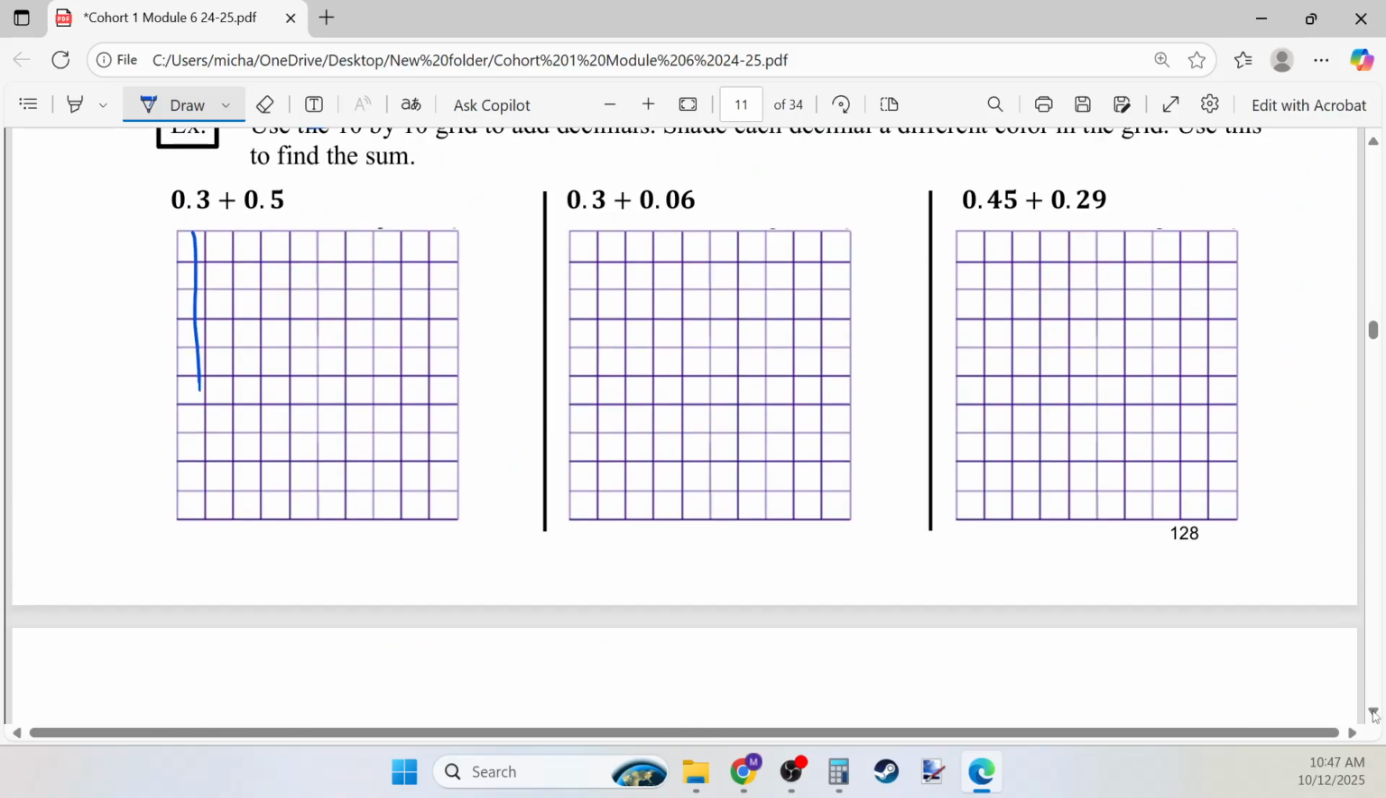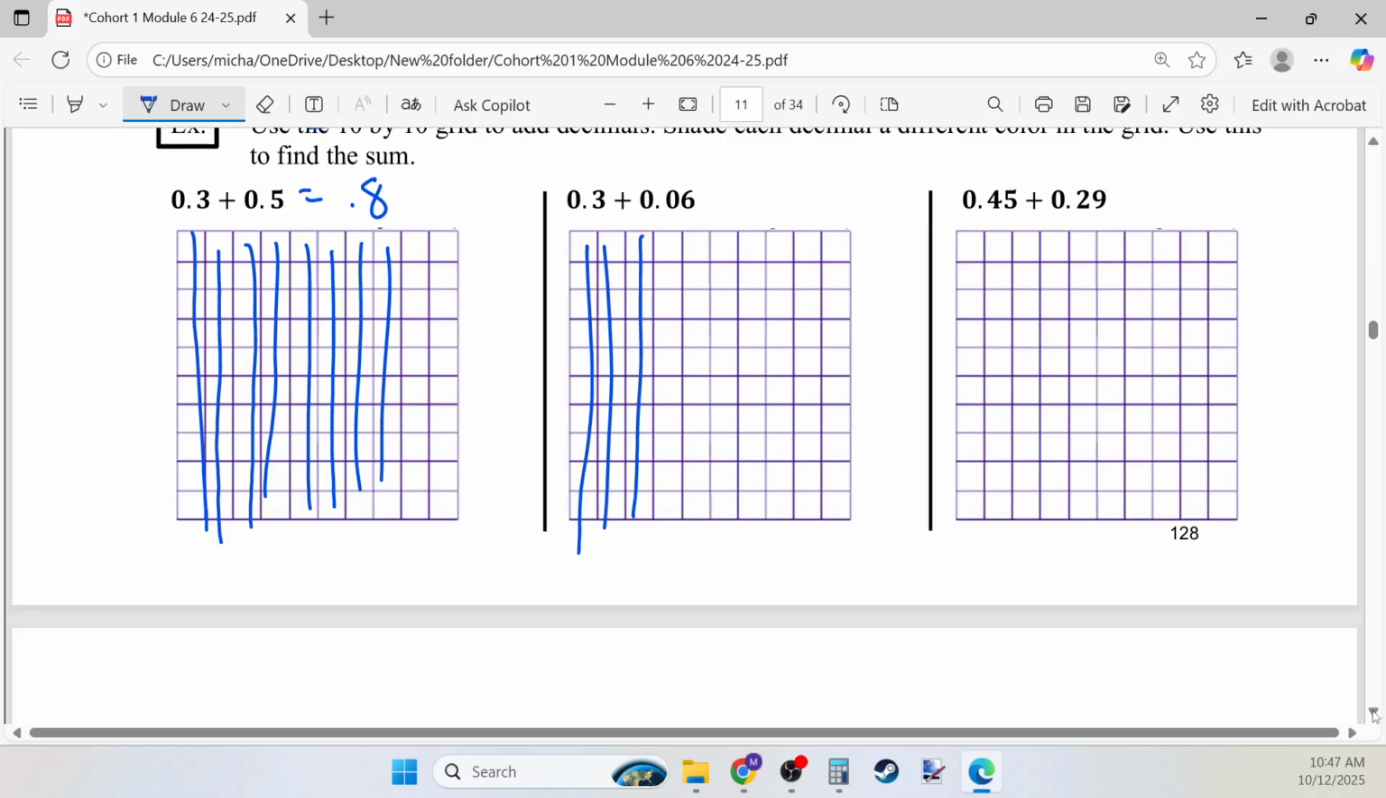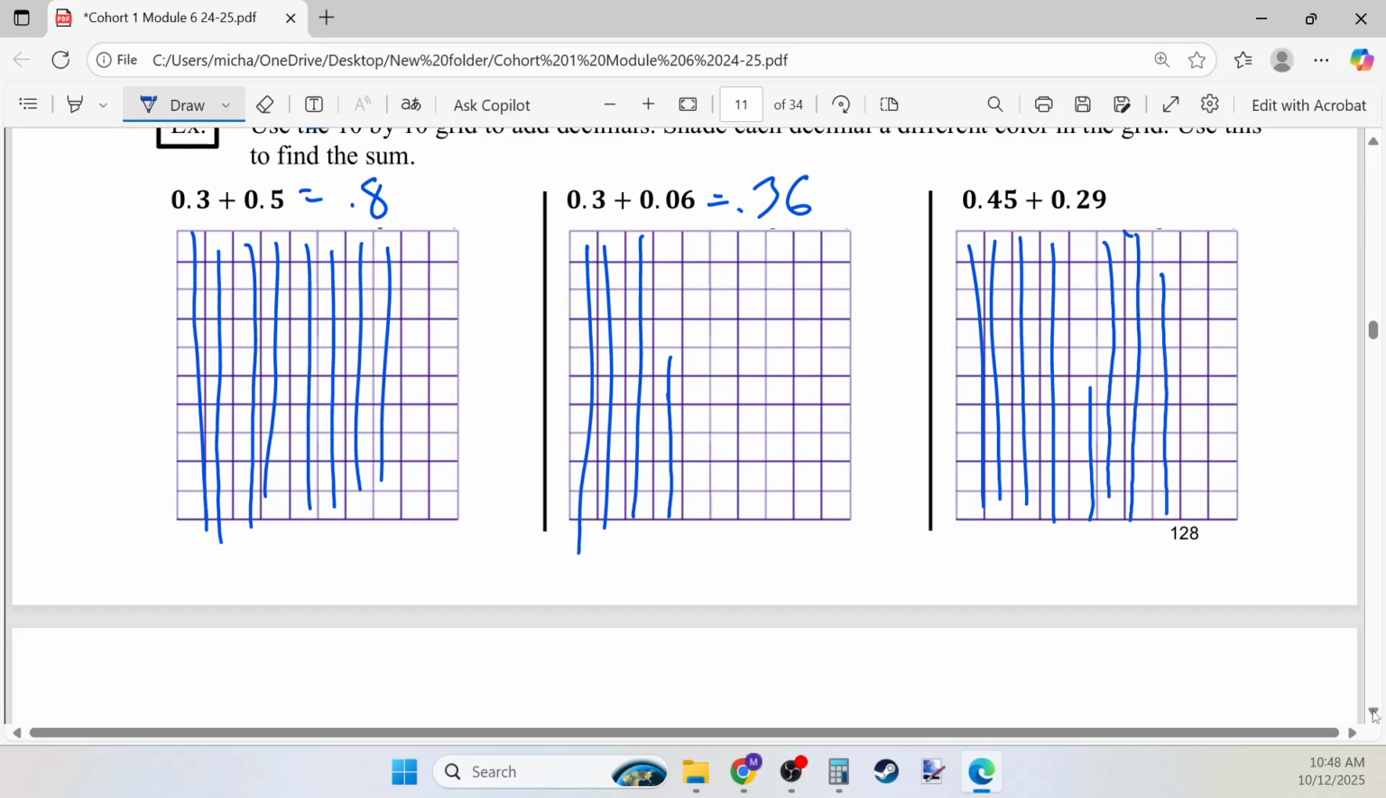We want to draw these. We have 0.3 is 3 rectangles, 0.5 is 5 more rectangles, and altogether we have 8 rectangles. 3 rectangles plus 6 squares gives us 3.36 as our answer. 1, 2, 3, 4, and 5. 4 groups of 10, 5 ones plus 2 groups of 10, 9 ones.